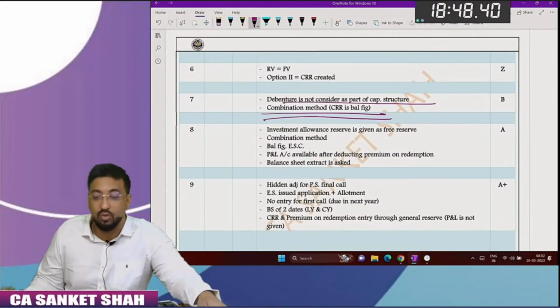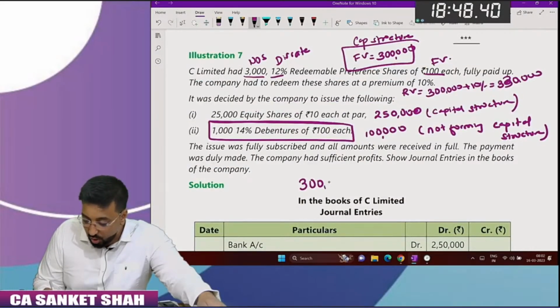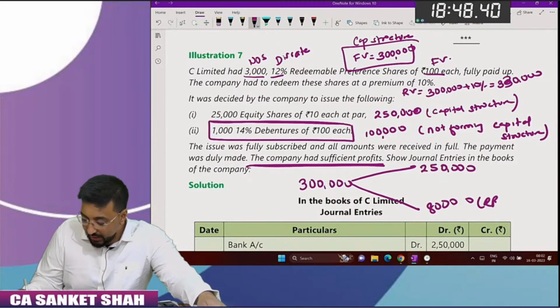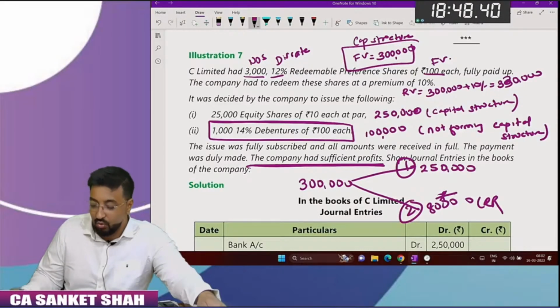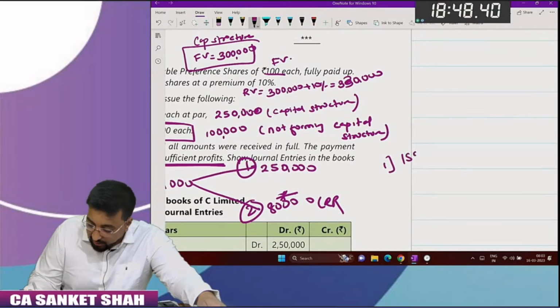This method is combination. So why combination? The logic is very simple. What is the chart you can draw here? 3 lakhs, you will divide it. The company had sufficient profits. Okay, so 2,50,000 is equity shares, and the remaining will be CRR. So in this question, first issue equity shares and then the balancing figure is CRR. So what is the sequence? The sequence is very easy. You can write over here: issue equity shares, issue debentures.